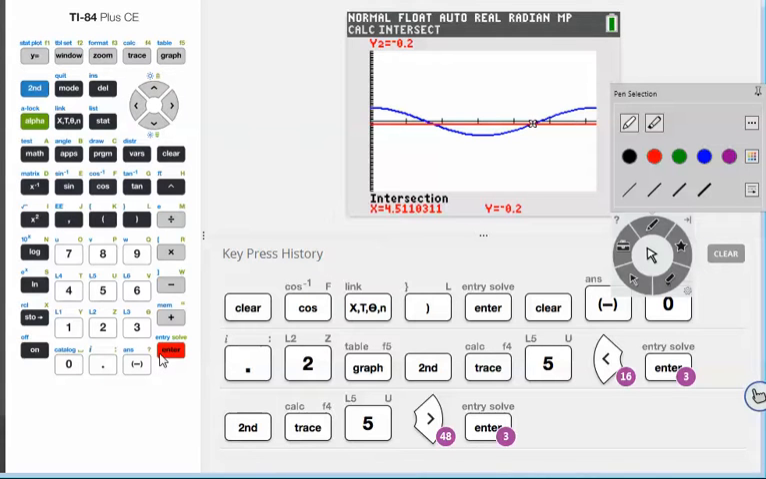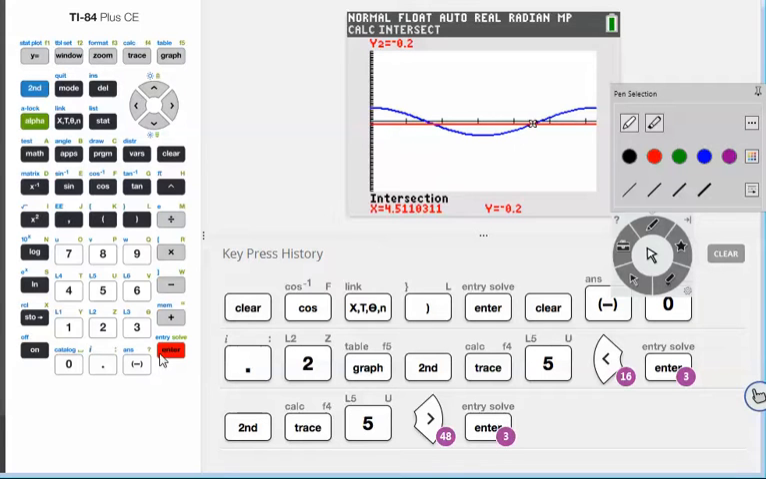Now, is that all of my answers? Is that every single answer that I have? Well, no, it's not, because I have to remember that the cosine function keeps going forever and forever. I could give those two answers, but I'm going to change my window now because I'm not thinking about 0 to 2 pi. I want to think about the inverse.